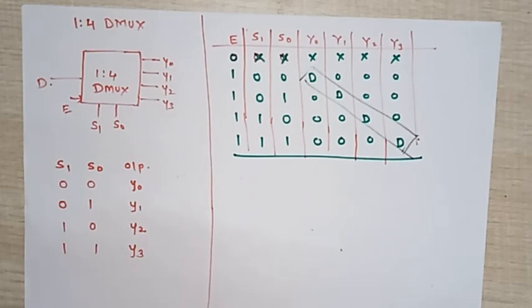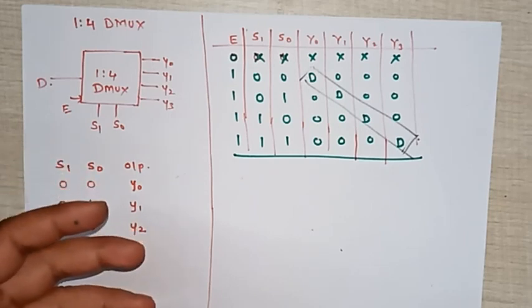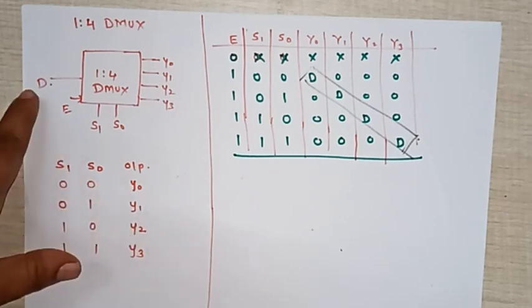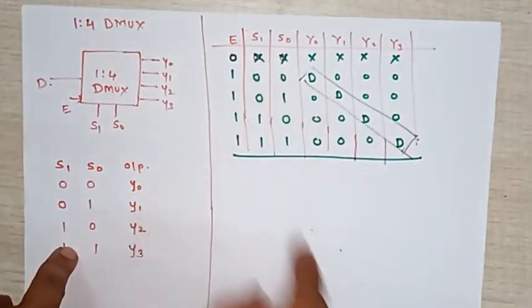So in this way we can draw the truth table for the 1:4 demux. Now you can also write the truth table in another way. In another way means by taking the value of D. Here we have not taken the value of D.